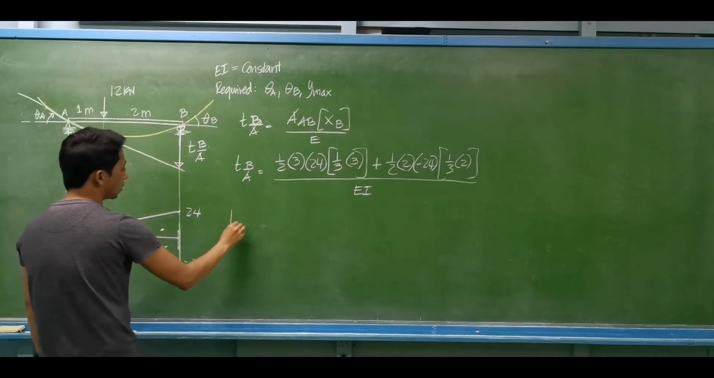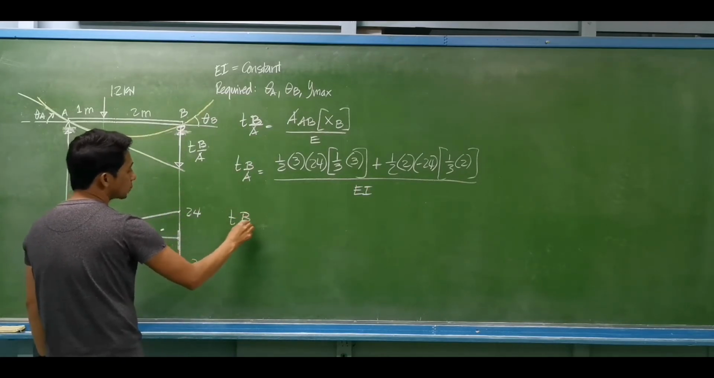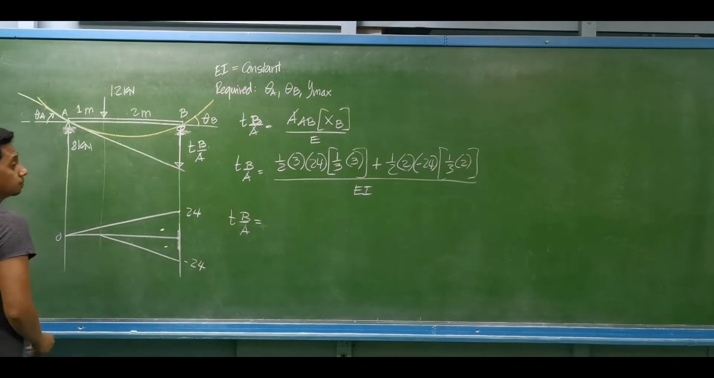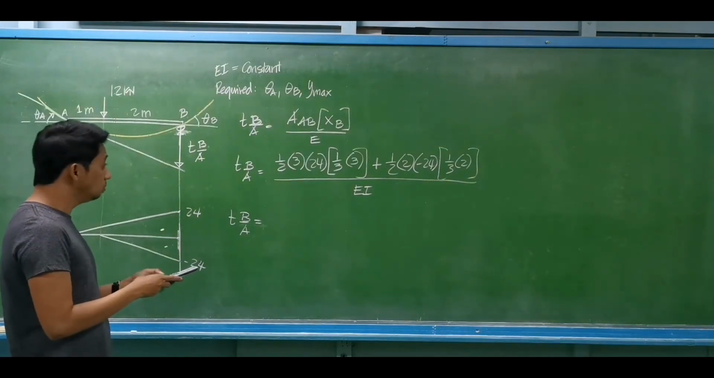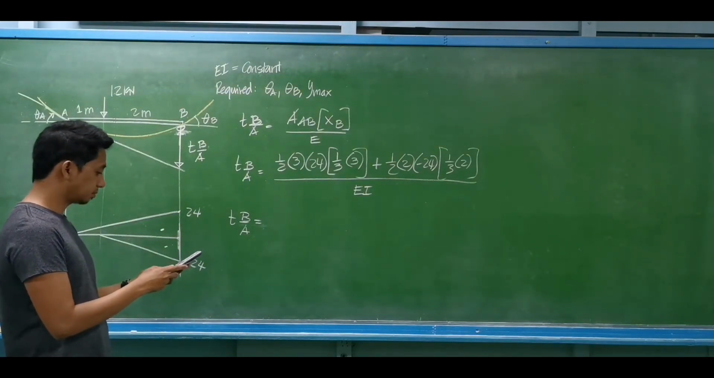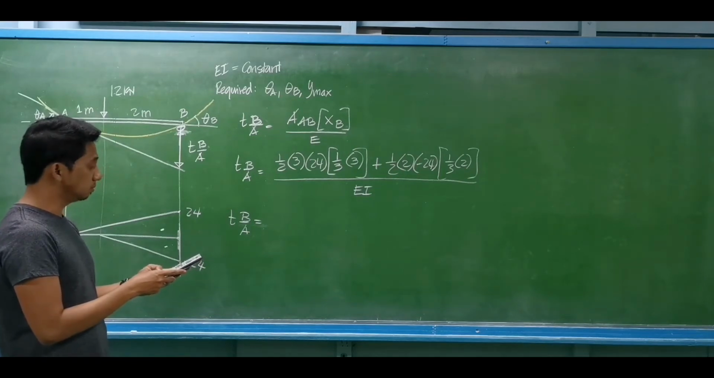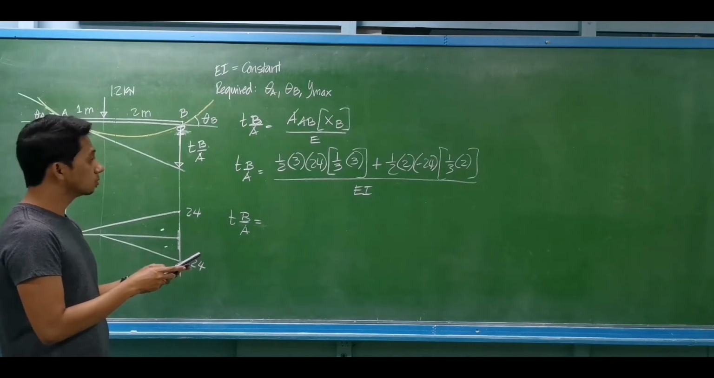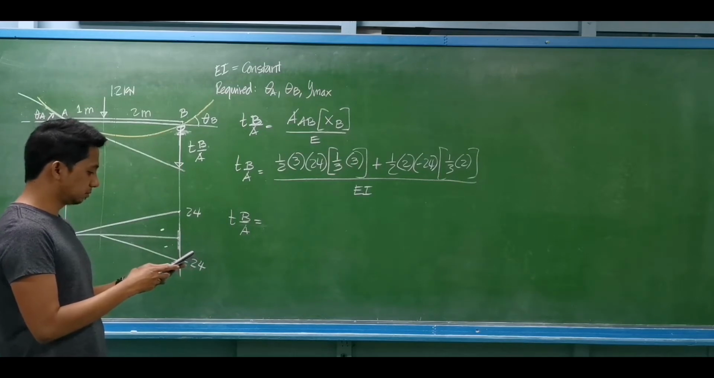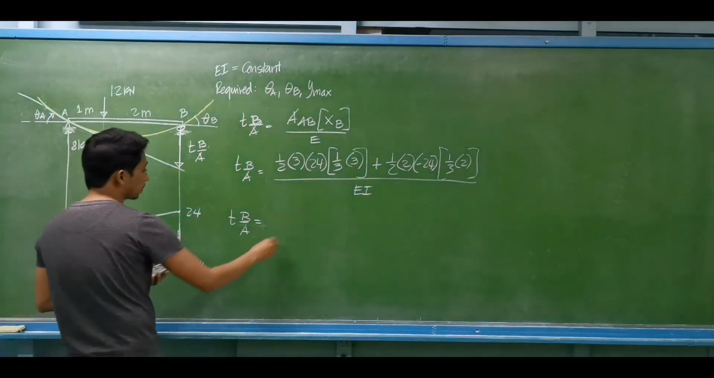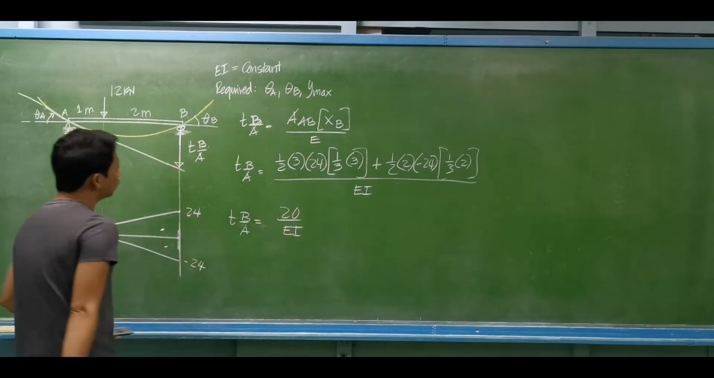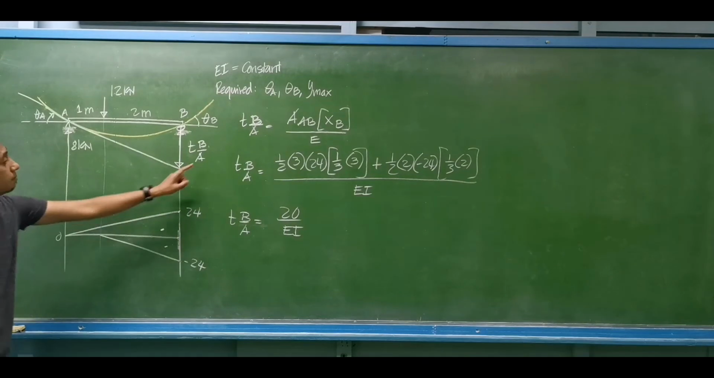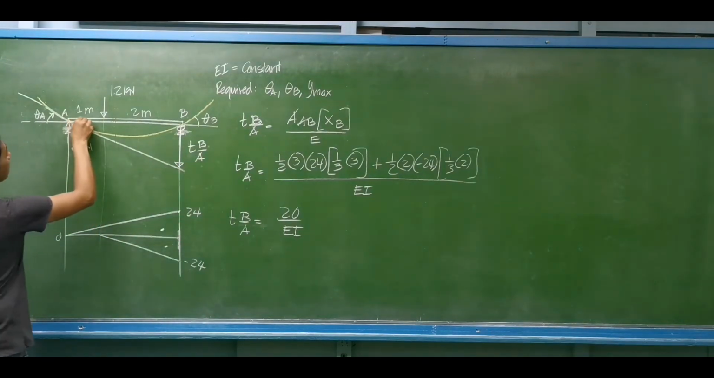So we'll have the deviation from A to B now equal to 20 over EI. So, now that we have this deviation from A to B, can you observe this triangle?